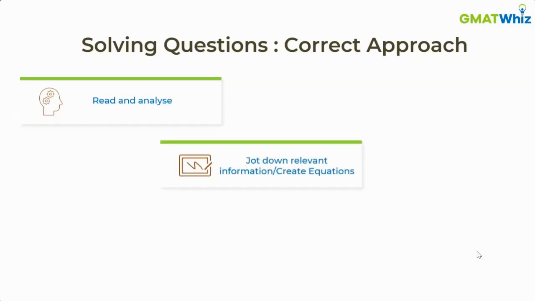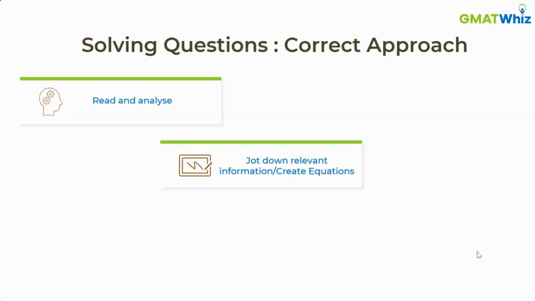Okay. Jot down relevant equations. If required, create the equation, but don't solve them. For example, if a statement says A is 20% more than B, either you jot down that information that A is 20% more than B, or you simply write the equation A is, say, 1.2B. That's it. But don't go about solving anything apart from that.